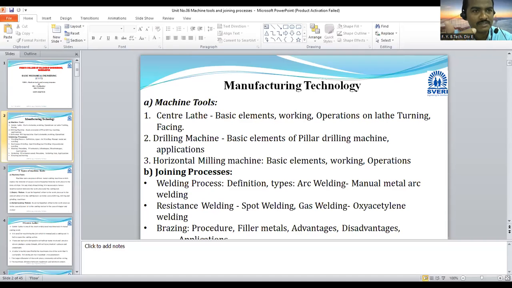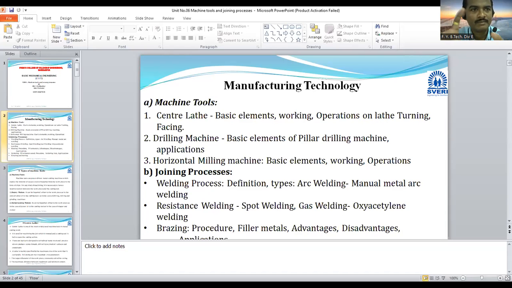Okay, so now we will combinedly define what a machine tool is. A machine tool is a power driven metal cutting machine which enables the removal of excess stock of material from the workpiece in the form of chips.